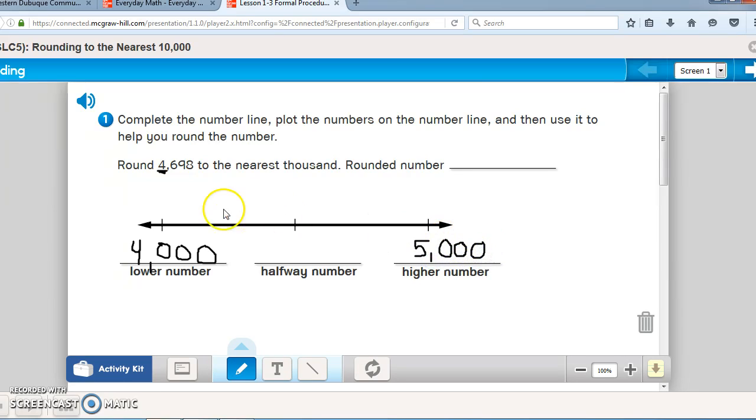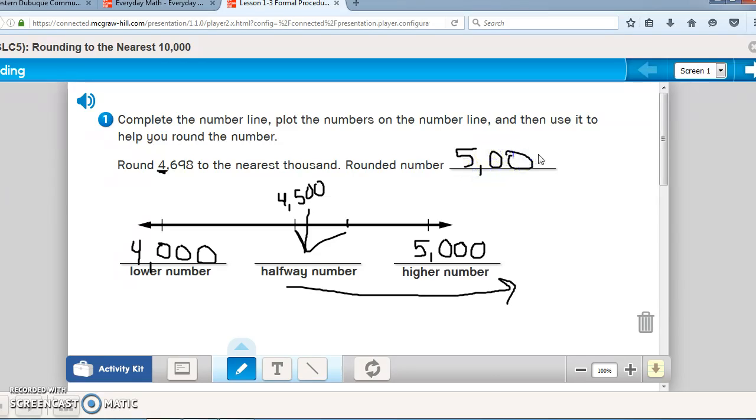What's the halfway mark between 4,000 and 5,000? Hopefully you're realizing that it's 4,500. On a number line, and I should have written that here, 4,600 would come after 4,500. So that means that I'm going to round my number up. My rounded number is going to be 5,000.